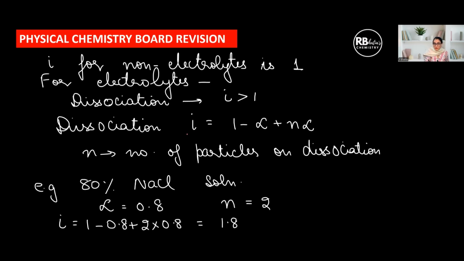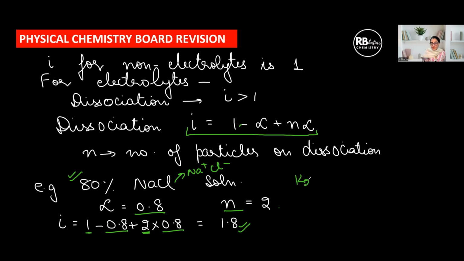Dissociation I, the dissociation formula that you can remember, or if you've remembered it in any other way, it's fine. I is equal to 1 minus alpha plus N alpha, where N is the number of particles on dissociation. For example, if you have 80% sodium chloride solution, then alpha is going to be 0.8. Alpha is 80 upon 100. N will be 2. Why? Because sodium chloride ionizes to give sodium ion and chloride ion. I is 1 minus alpha, that's 0.8, plus 2, which is N, into this, answer comes out to be 1.8. If it was potassium sulfate, then N would have been 3 and so on. Okay, this is for dissociation.